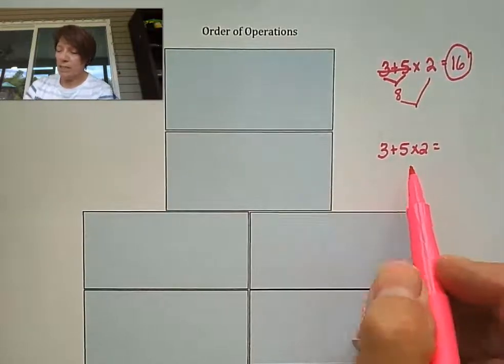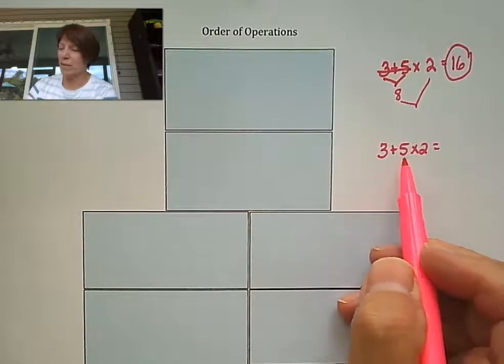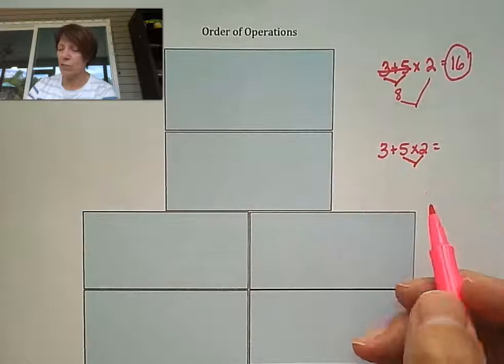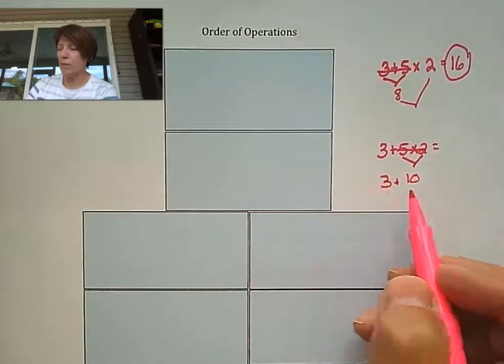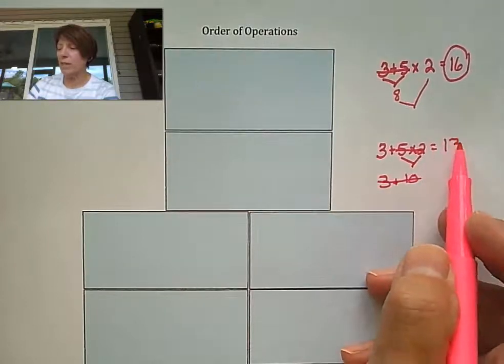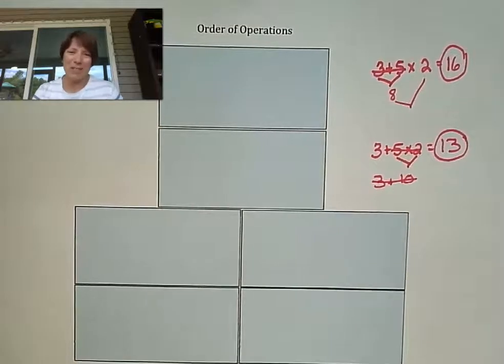But maybe down here I would decide, oh, I like to get my multiplication taken care of first and get that out of the way. So I would do 5 times 2 first and I would get 10. And then I would add in my 3 to get 13. So I've got different answers. Same operations, same numbers, but different answers because I did them in a different order. So that's why we need the order of operations.